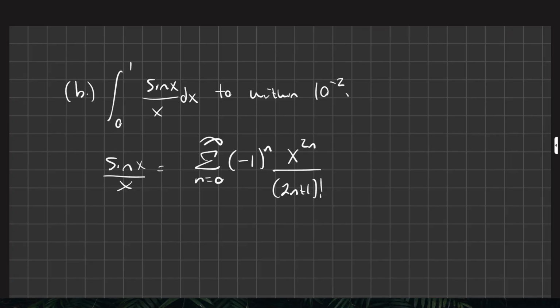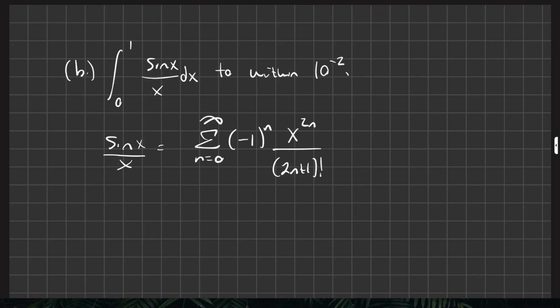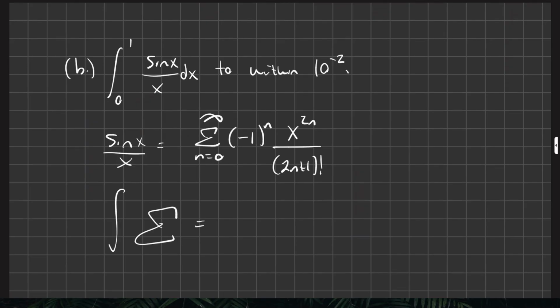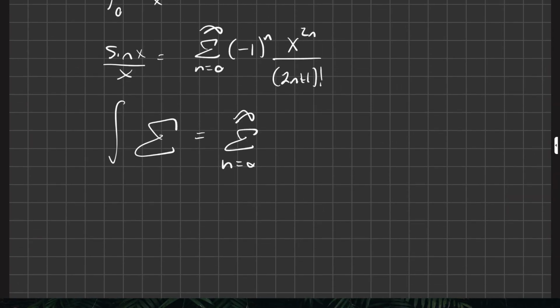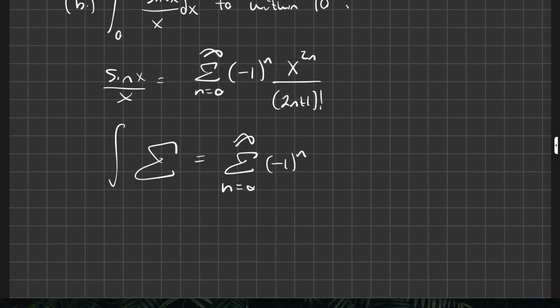Go through the steps, make sure you can get this, but it's not really the focus of the problem, so I'm just going to jump straight to the power series for it. Now we'll integrate term by term. The integral of the sum gives us the series n equals 0 to infinity, negative 1 to the n, times 1 over 2n plus 1 factorial times 2n plus 1.